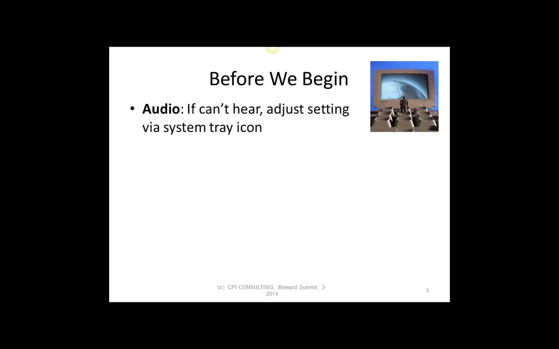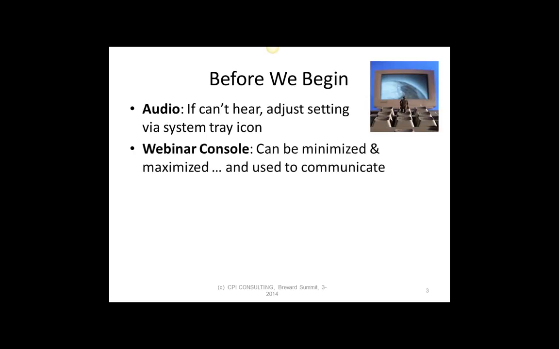If you cannot hear but you're seeing this slide, then you can adjust your audio settings in the system tray on your audio icon at the bottom of your computer screen to turn the audio on or up. You will see a webinar console over to the right-hand side of your screen, and you can minimize that to get it out of the way so you can fully see the speaker slides. You do so by clicking on the orange box with the white arrow. That will move it over to the right. And when you want to open it back up to communicate with us, you do the same thing. Just click on that orange box.